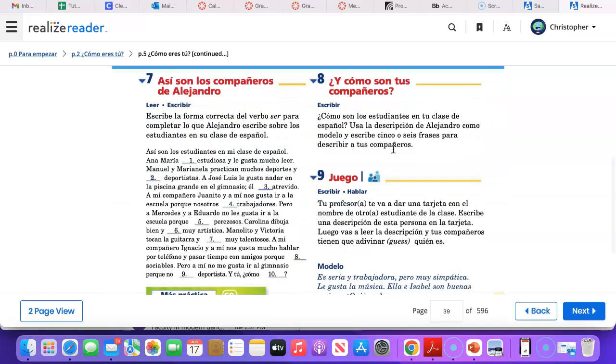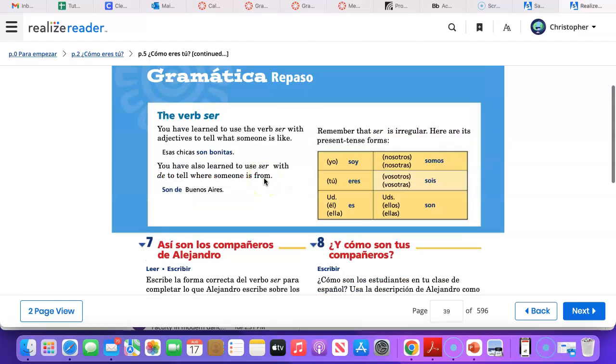Exercise 7, we're going to practice. Escribe la forma correcta del verbo ser para completar lo que Alejandro escribe sobre los estudiantes en su clase de español. Write the correct form of the verb ser. So one of these 5 forms. Again, we're not going to cover vosotros, so you only have 5 forms depending upon the subject. I, you, he, she, we, and they.